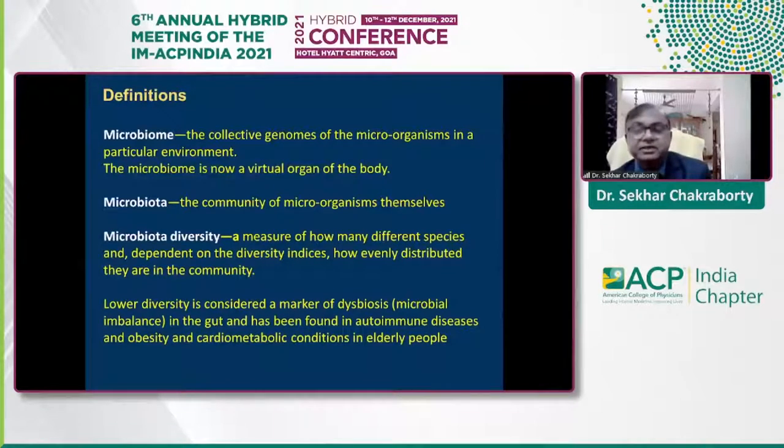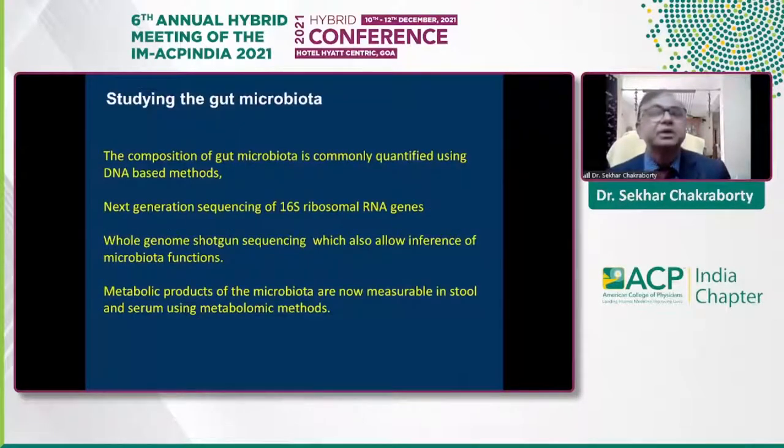Microbiota diversity is very important because it covers different species, depending on its diversity indices, and how evenly they are distributed in the community. It has been shown that lower diversity is considered a marker of dysbiosis, found in autoimmune disease and cardiometabolic problems. We can study the gut microbiota by its composition through next generation sequencing, whole genome shotgun sequencing, and by metabolic products through metabolic methods.